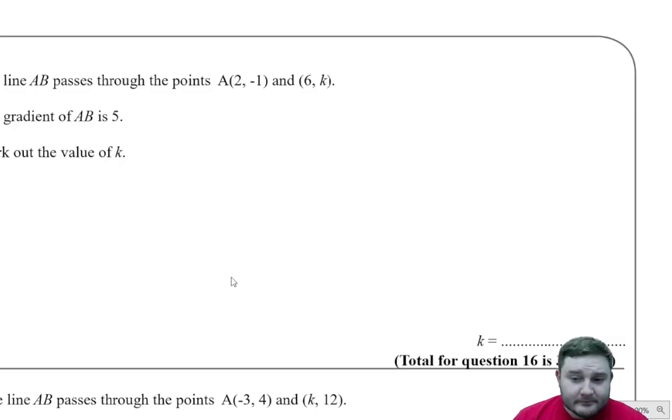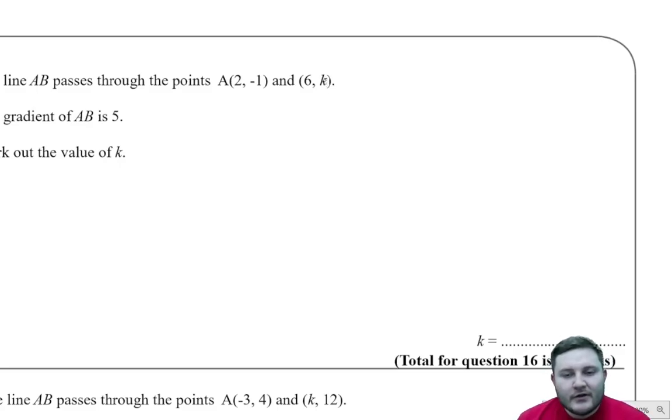Right then, finally I just want to have a look at one of these questions. So this is a question where the gradient is given but not one of the coordinates. You have to work backwards to find what the coordinate is. In this case, it's just the y coordinate of this second coordinate here. Well, actually, you just do exactly the same thing as you would normally do. It's just you're using k rather than an actual number.